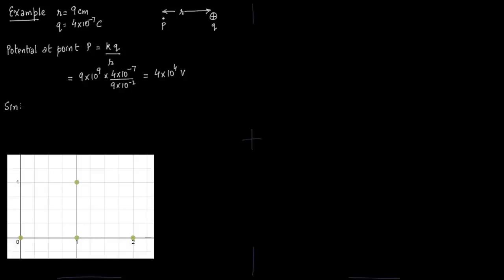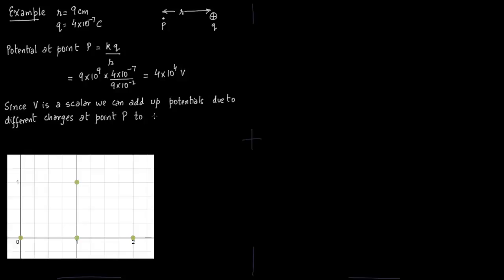Now you notice that this potential V is a scalar. So we can add potentials due to different charges. Different charges are having different potentials at a particular point P, and we can add up all these potentials to get the total potential at point P. So this will be given as, now K is constant everywhere, so K comes out. So you sum over all Qi over Ri.